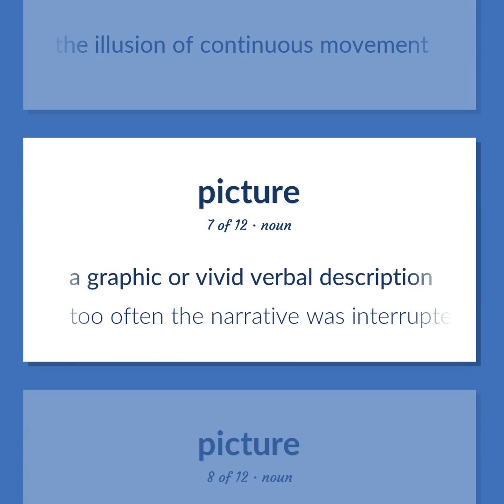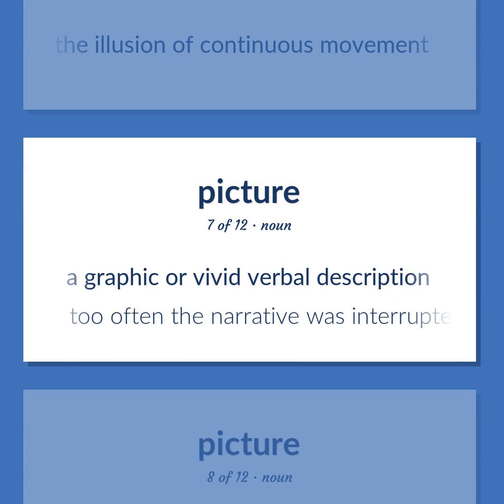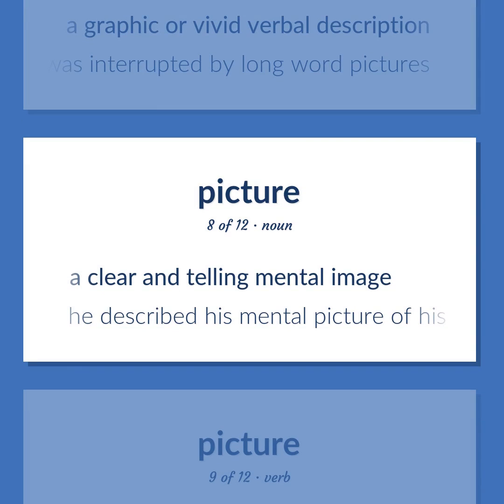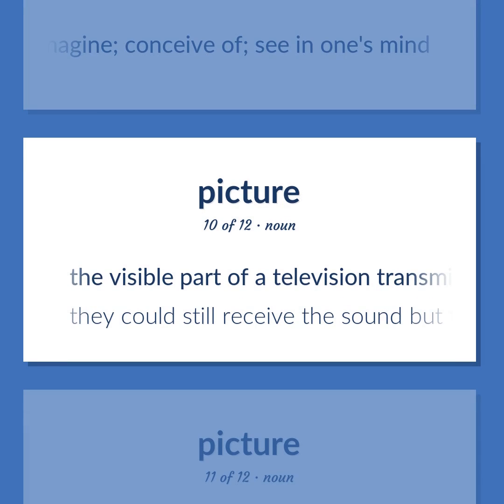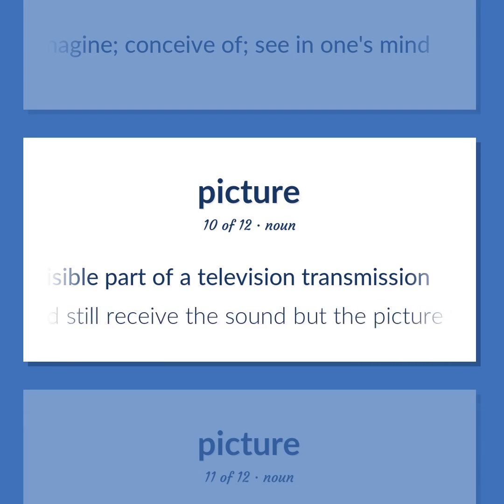A graphic or vivid verbal description. Too often the narrative was interrupted by long word pictures. A clear and telling mental image. He described his mental picture of his assailant. Imagine, conceive of, see in one's mind. The visible part of a television transmission. They could still receive the sound but the picture was gone.